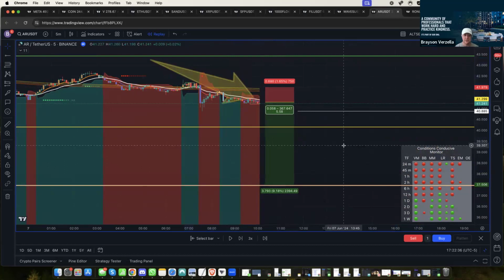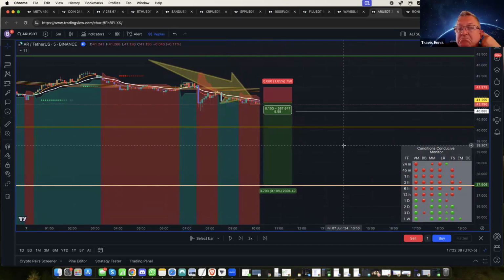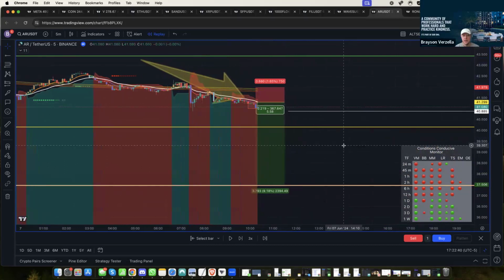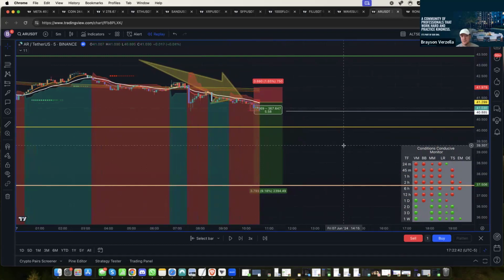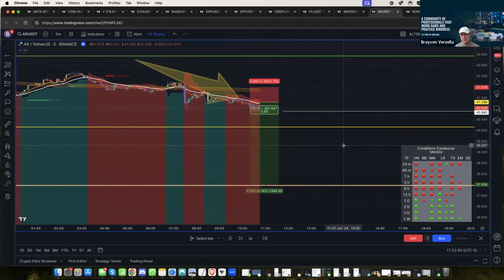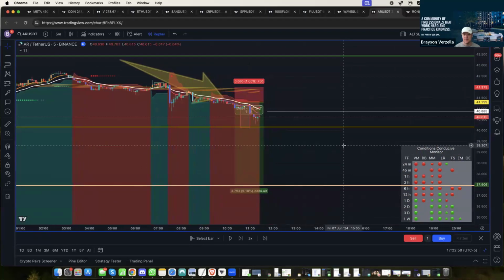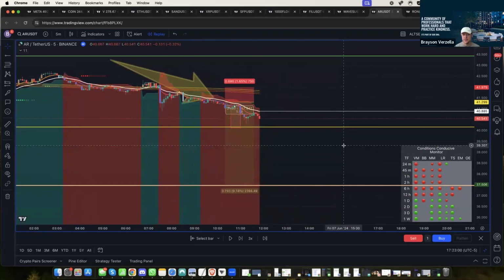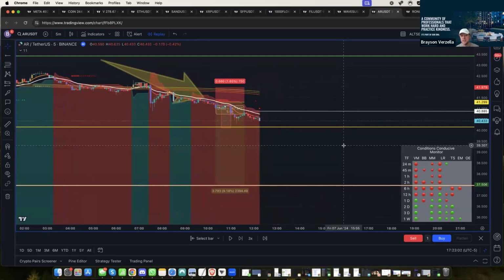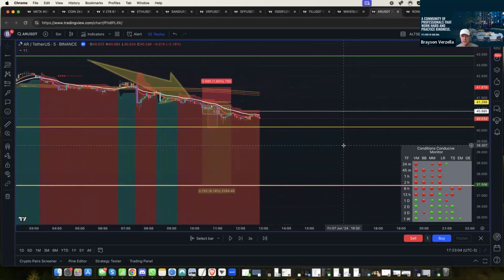So I could literally enter there. And then by the time it gets here, I'm even more excited, because the 5-minute now has potential for expansion. I have no 5-minute data over there on the conditions conducive monitor just yet, but I just want to show you that is how technically you could go into this. And so you see where my trade was set up.